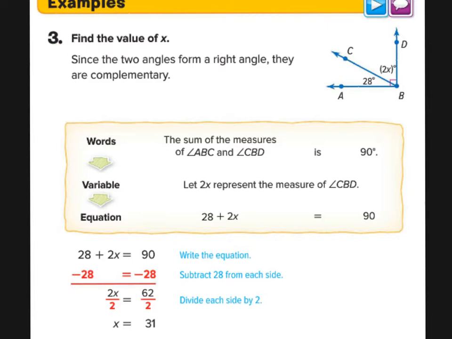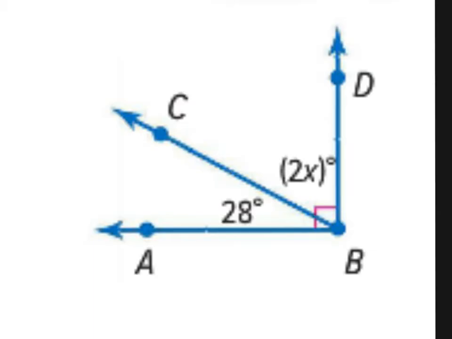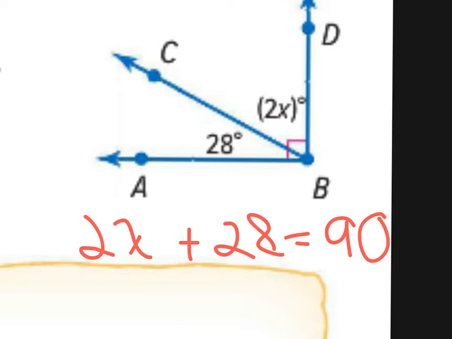For example 3, we have to find the value of x. And we see that we have 28 degrees here, and it's part of complementary angles, because together 28 plus 2x equals 90. So it looks like this: 2x, right there, plus 28 equals 90. How do I know it equals 90? Because it's a right angle, and we already established that they're complementary angles.